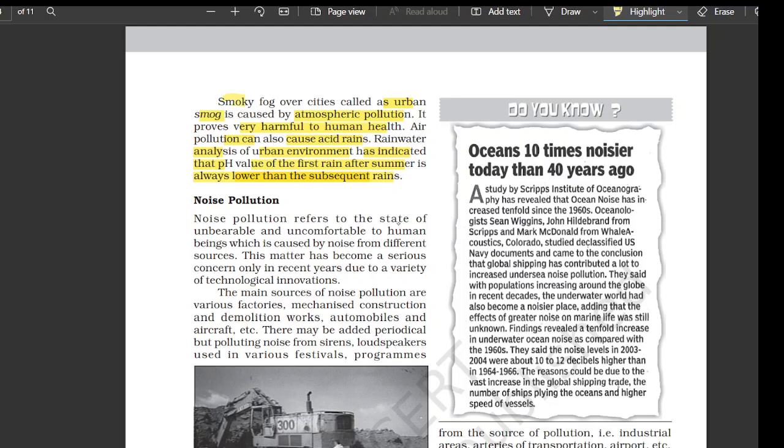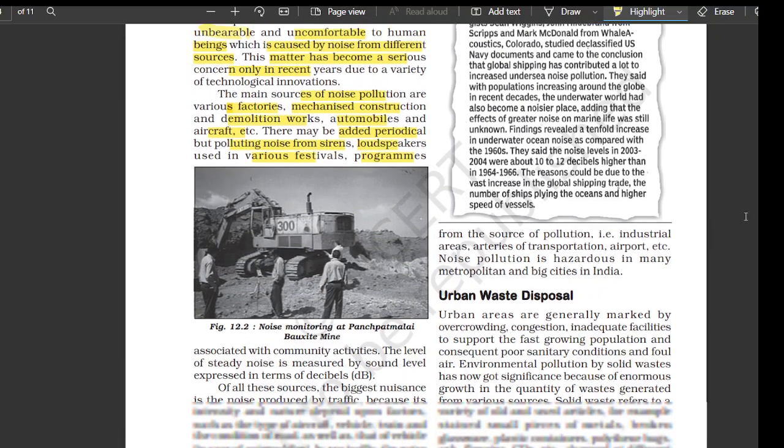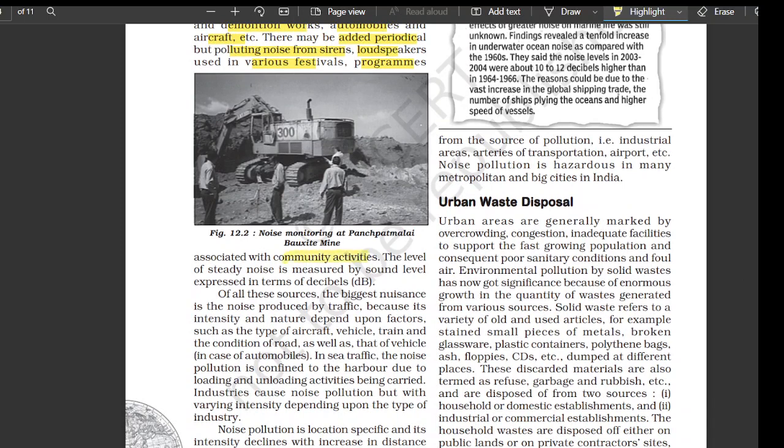Noise pollution. Noise pollution refers to the state of unbearable and uncomfortable noise for human beings, caused by noise from different sources. This matter has become a serious concern only in recent years due to a variety of technological innovations. The main sources of noise pollution are various factories, mechanized construction and demolition works, automobiles and aircraft, etc. There may be added periodical but polluting noise from sirens and loudspeakers used in various festivals and programs associated with community activities.